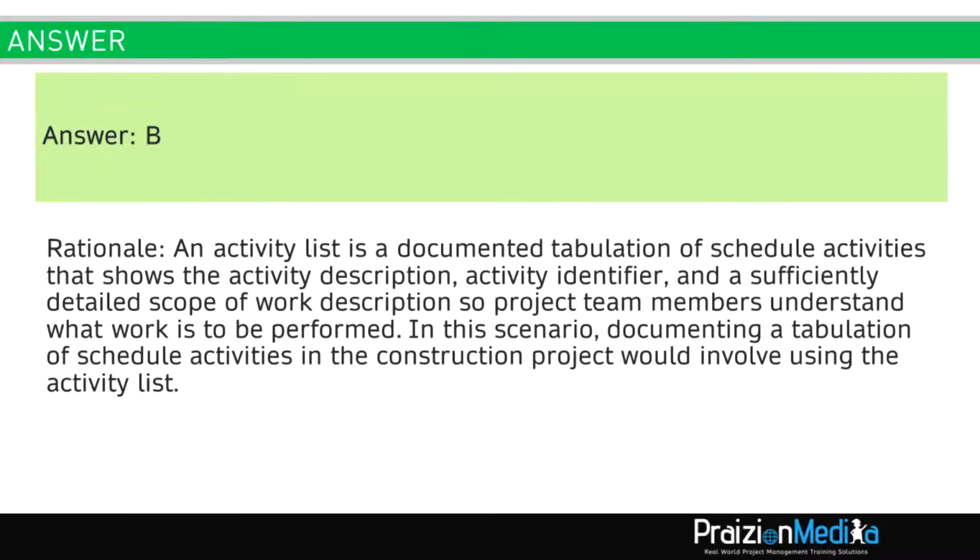Answer: B. Rationale: an activity list is a documented tabulation of schedule activities that shows the activity description, activity identifier, and a sufficiently detailed scope of work description so project team members understand what work is to be performed. In this scenario, documenting a tabulation of schedule activities in the construction project would involve using the activity list.